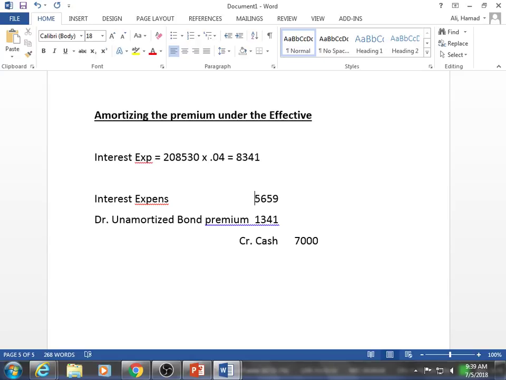But that's how you should do it. Okay, they're using the same method, except we have a difference of 1%. So the unamortized premium is the difference between the interest expense and the cash. Now you update the carrying value. You're gonna say 208,530 minus 1,004, and then you multiply by the market interest rate, and on and on and on. Okay, we have one more.